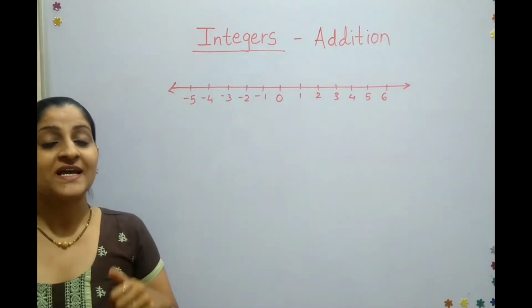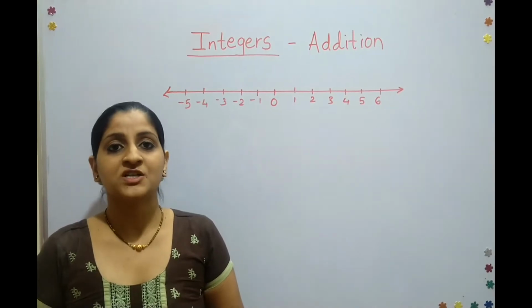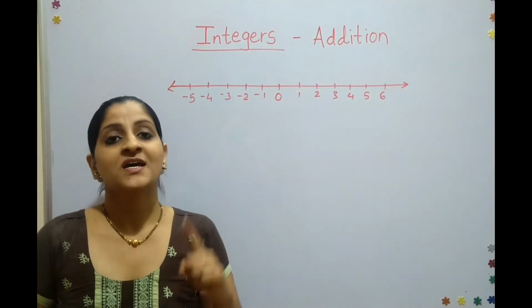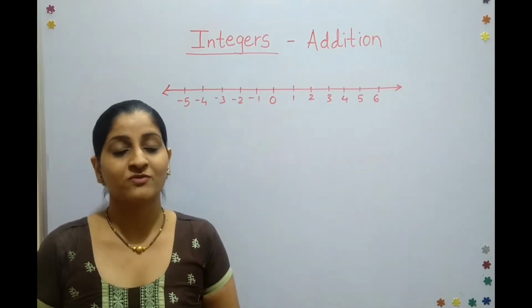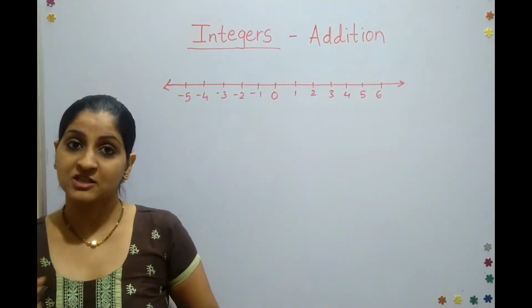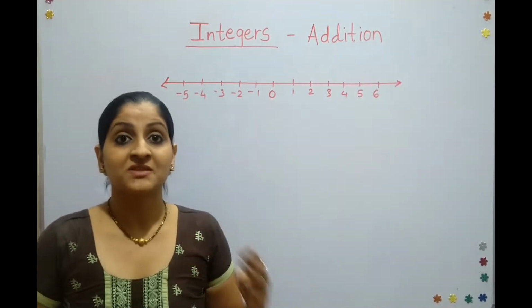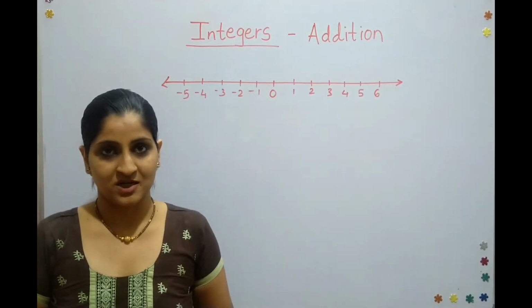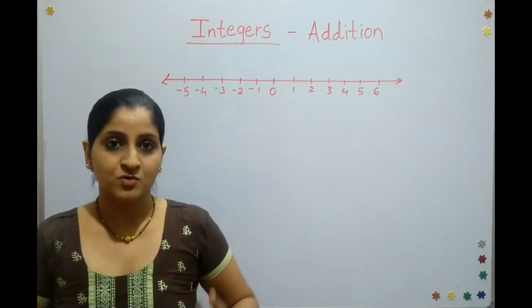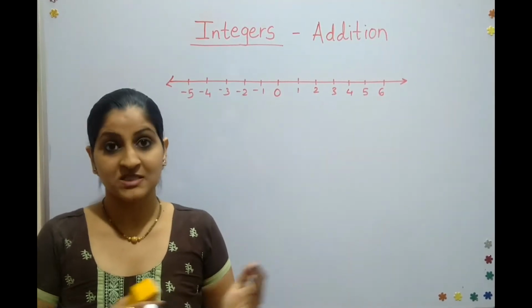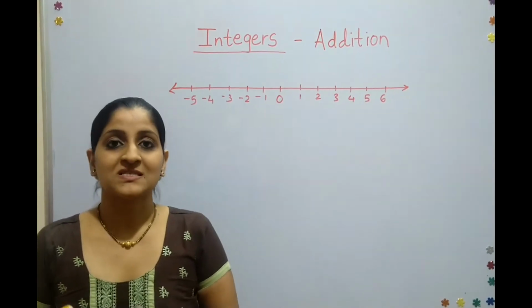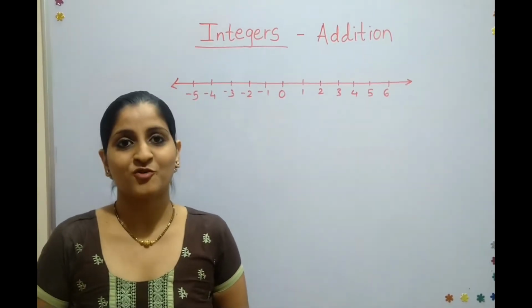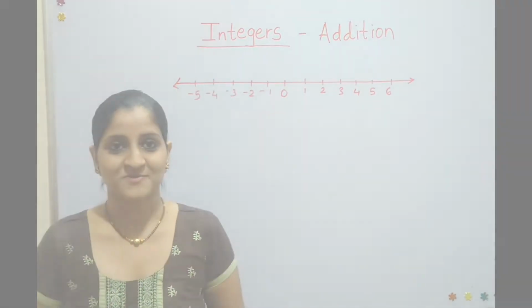Now when I say addition of integers, it is of three types. Type 1 is when both the integers are positive, type 2 is when one integer is positive but the other integer is negative, and type 3 is when both the integers are negative. So there are three different rules for addition of these three different types of integers. In this video, we are going to see step by step those three rules for addition of integers.